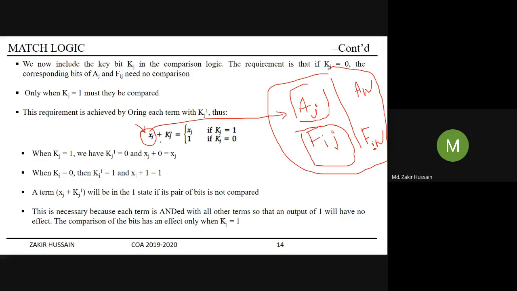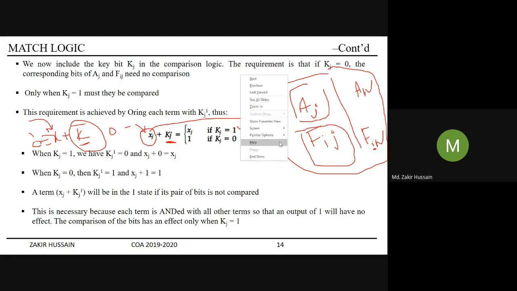Now we are introducing K also, the key. If you see this carefully, when K is 1, what is this expression? X plus K bar. If K is 1, meaning this is 0, no? When K is 1, this entire thing is becoming 0. The entire thing becoming 0 means, now what is the output? Output is decided by whom? Output is decided by X. If X happens to be 0, output will be 0. If X happens to be 1, output will be 1.